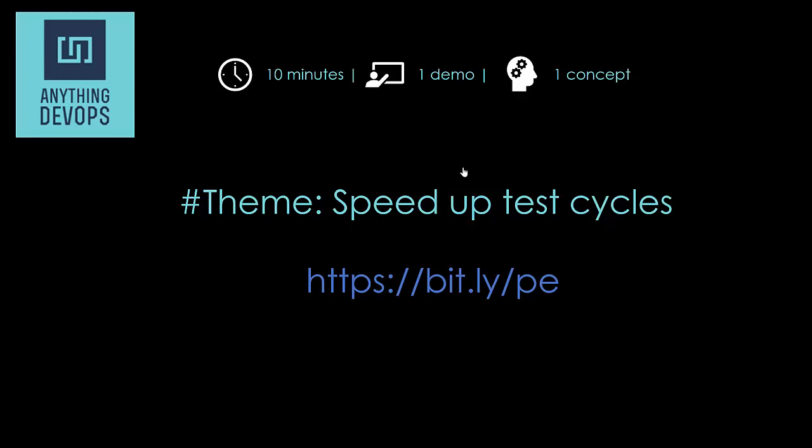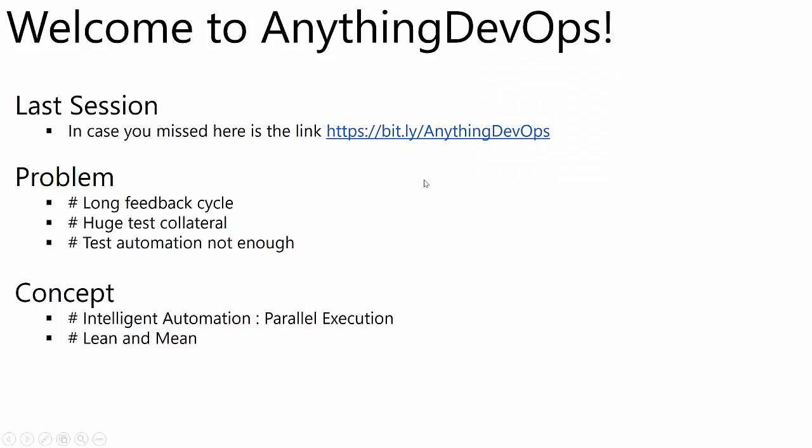The theme for the coming few weeks is speed up test cycles. And as part of that, in our first episode, we spoke about intelligent automation using test impact analysis. Test impact analysis is about executing the tests that are required to be executed because of the changes that have happened in the system. So you are only executing the relevant tests, not everything. In case you missed the last one, the link is right up there on your screen.